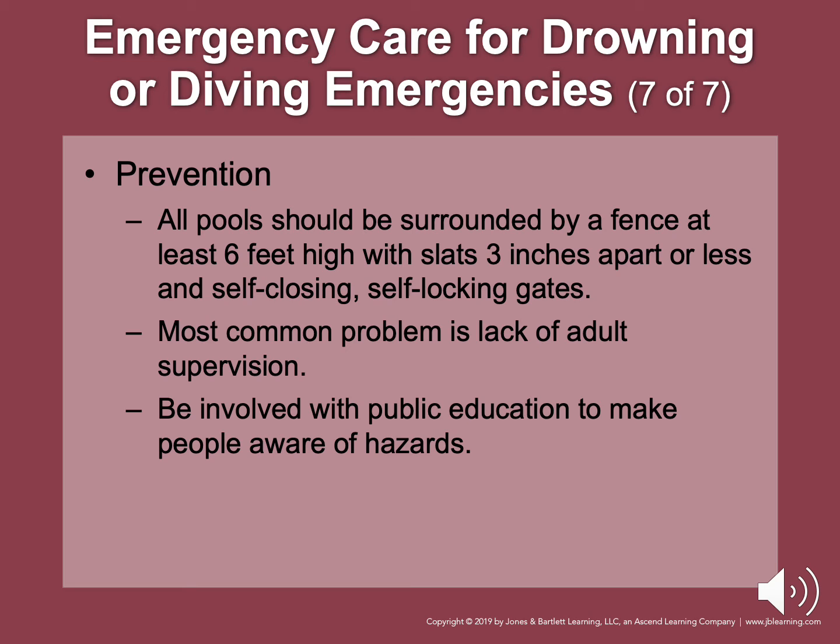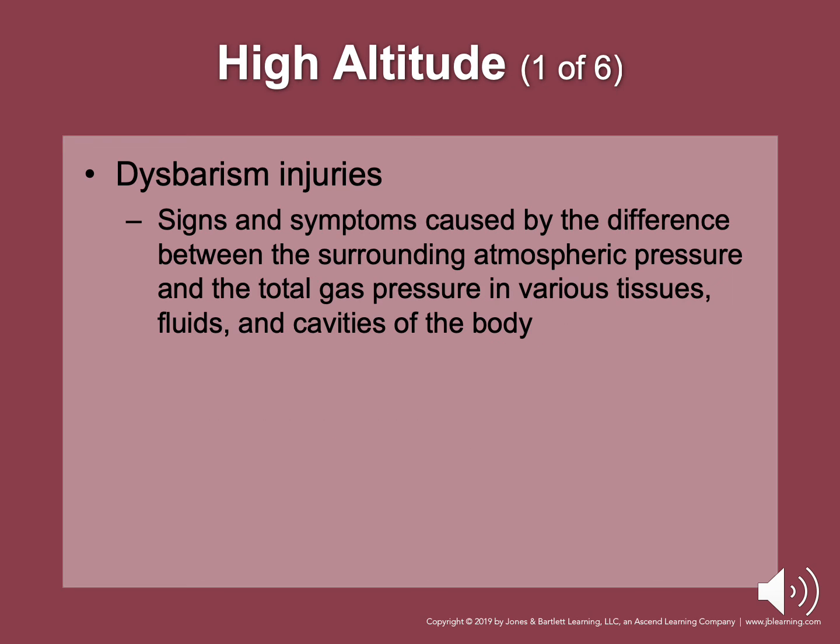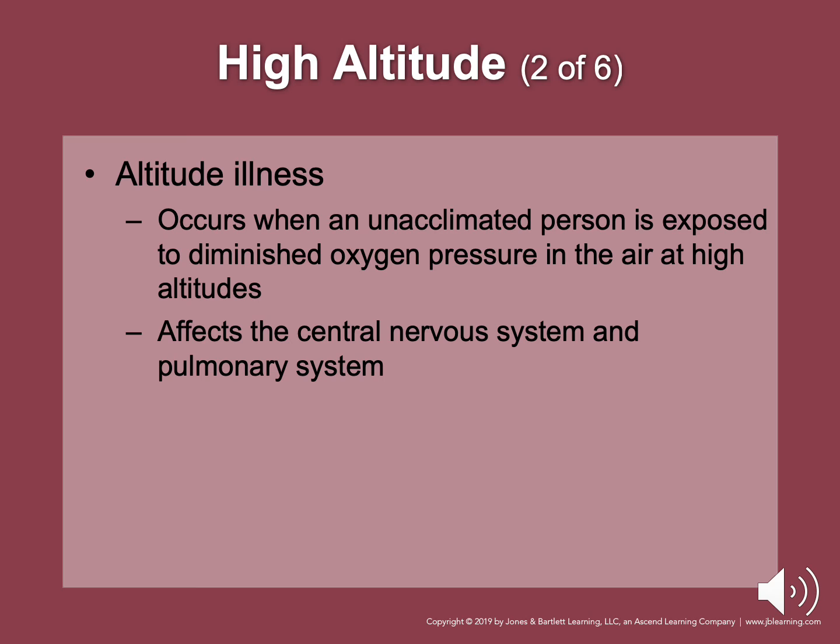Alright, high altitude. Dysbarism syndrome injuries: signs and symptoms caused by a difference between the surrounding atmospheric pressure and the total gas pressure in various tissues, fluids, and cavities of the body at altitude. When an unacclimated person is exposed to the diminished oxygen pressure in the air at high altitudes, it affects the central nervous system and pulmonary system. Acute mountain sickness is caused by diminished oxygen pressure in the air at altitudes above 5,000 feet, results in hypoxemia, and signs and symptoms include the following.